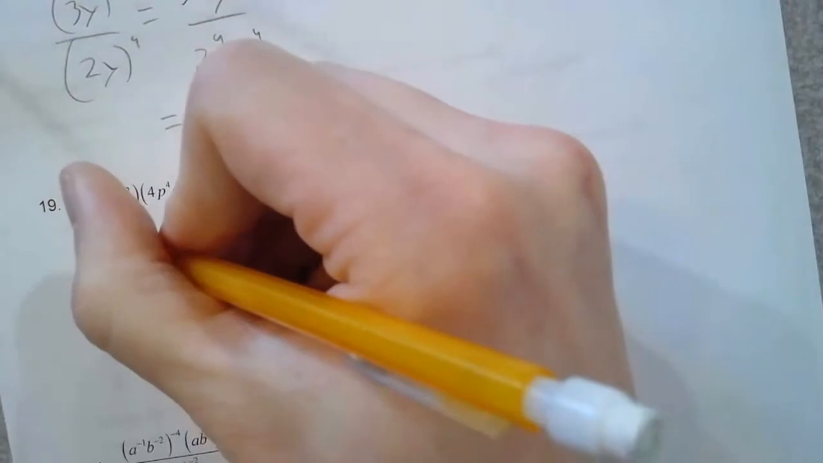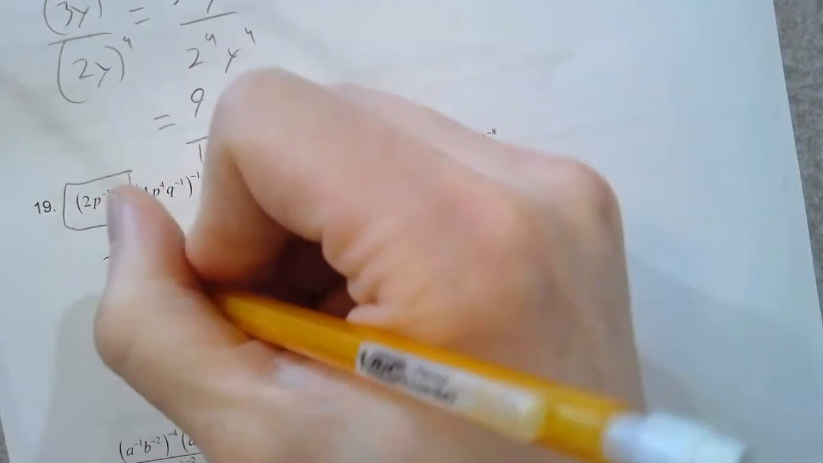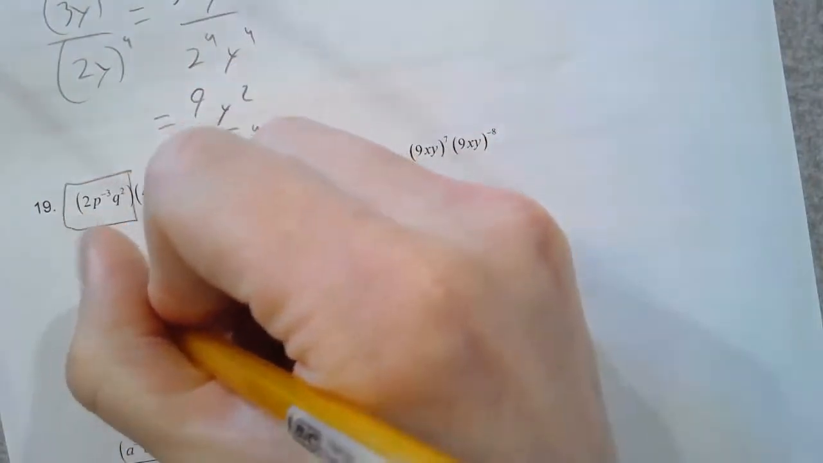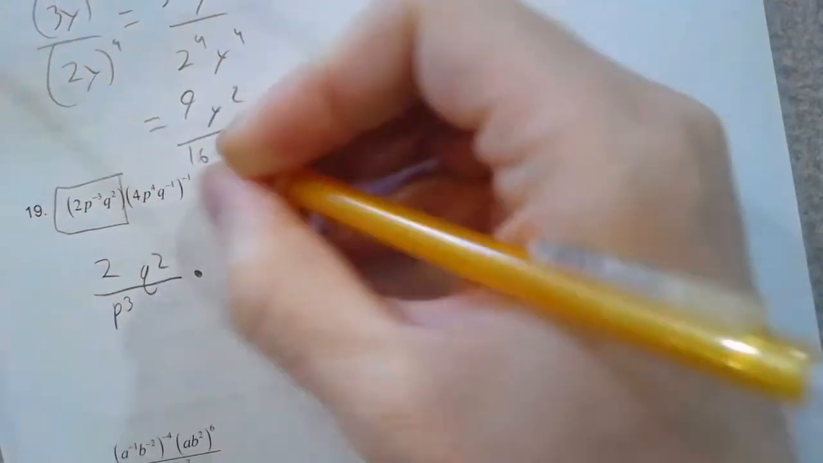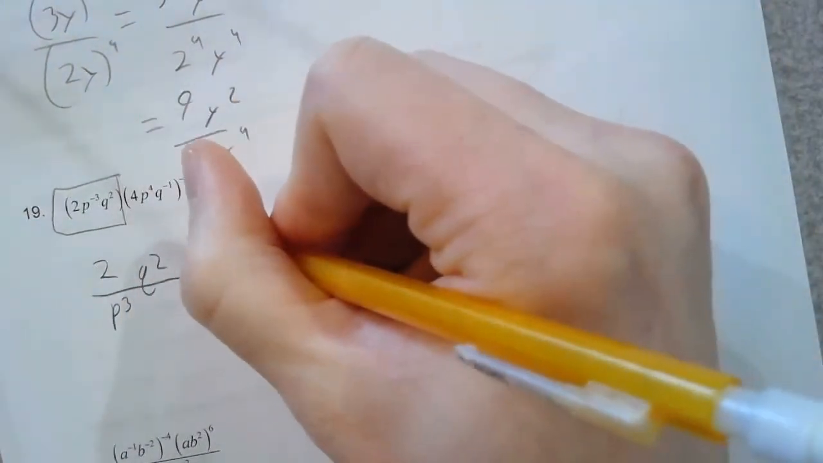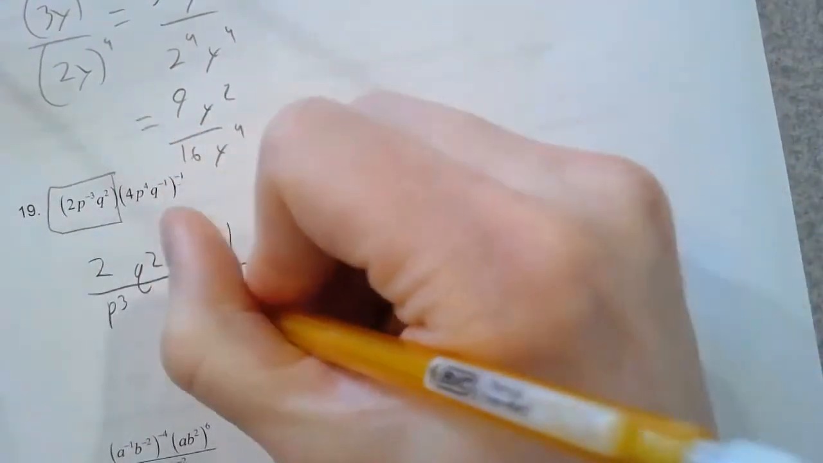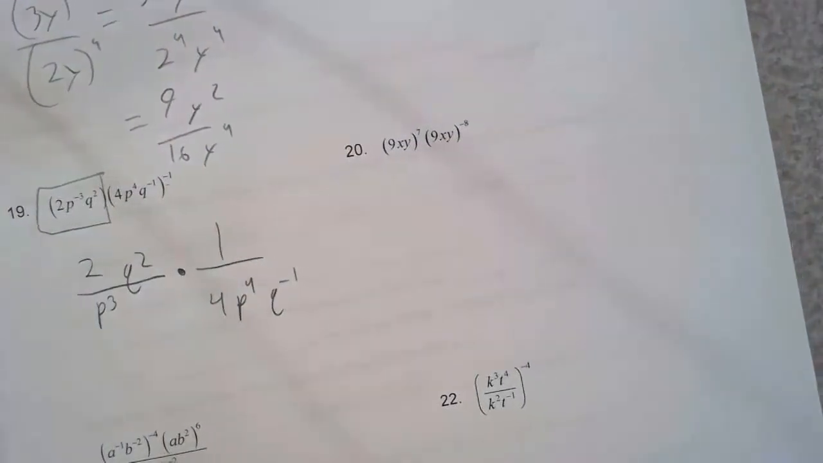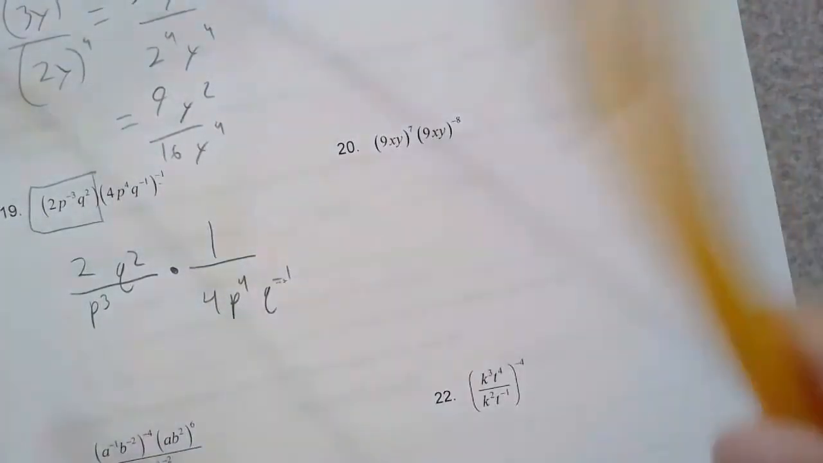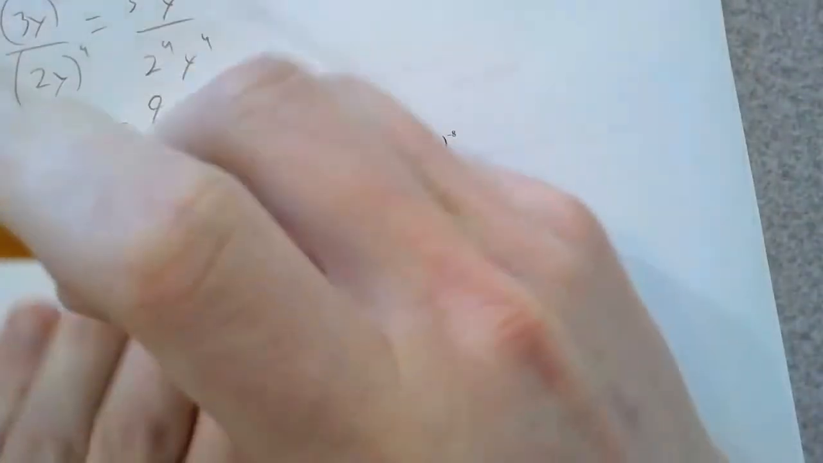Let's look at this one. We'll work on this term first. 2 p cubed, I'm going to move down to change the sign. Q squared is going to stay up there. Times, this whole thing needs to move down, right? Because it's all negative. So I'm going to move the whole thing downstairs. 4 p to the 4th, q to the negative 1. Well, I don't like that this q is negative. So to change it, I'm going to cross the line and change the sign and move it upstairs.